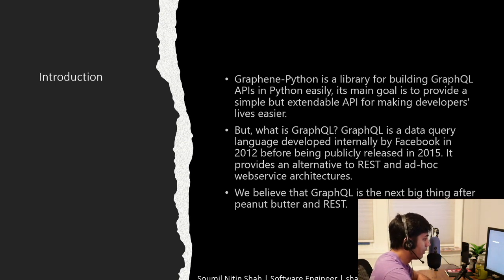Graphene is a Python library for building GraphQL APIs in Python easily. Its main goal is to provide a simple but extendable API for making developers' lives easy. But what is GraphQL? GraphQL is a data query language developed internally by Facebook in 2012 before being publicly released in 2015. It provides an alternative to REST and ad hoc web service architectures. We believe that GraphQL is the next big thing after peanut butter and REST. Well, some definitions, some big terms, right?